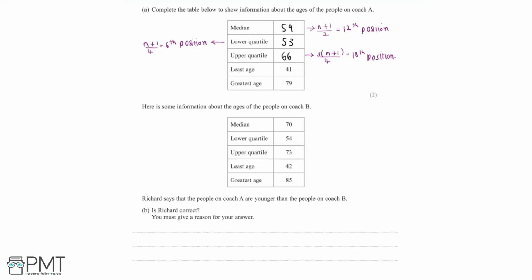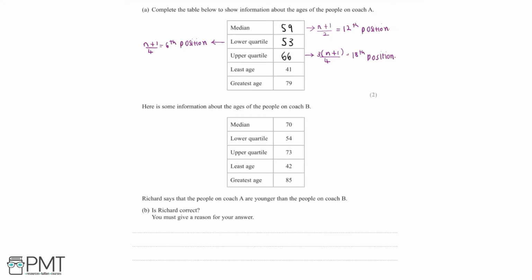We're also given some information about the ages of the people on coach B. Richard says that the people on coach A are younger than the people on coach B, and in part B, we need to say whether or not Richard is correct, giving a reason for our answer. Now in a question like this, we need to compare the median result. Now looking at coach A, we can see that the median age is 59, and looking at coach B, we can see that the median age is 70.